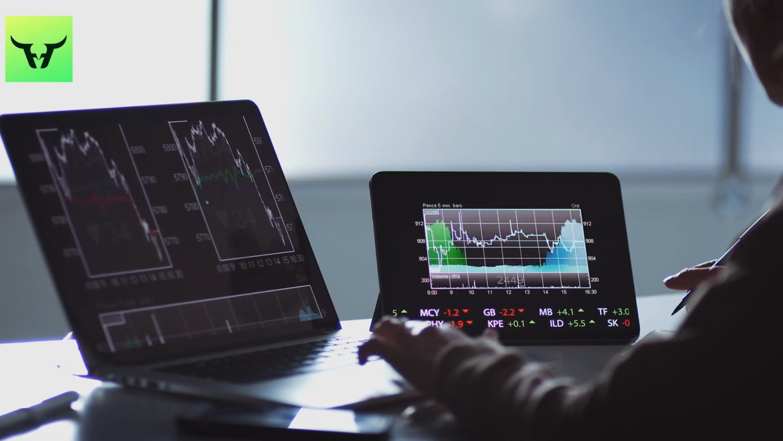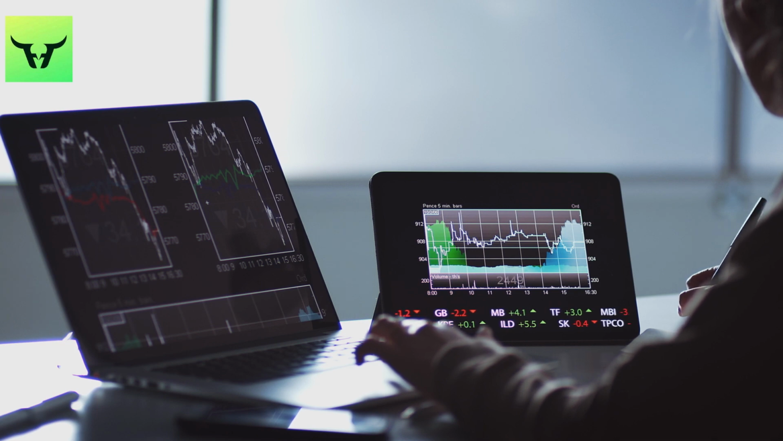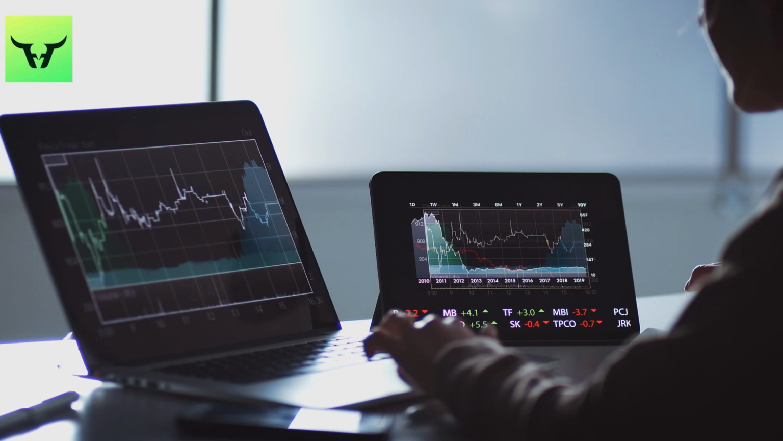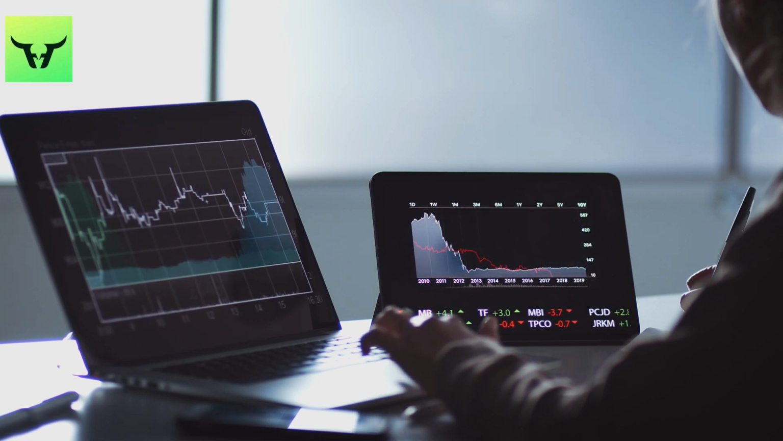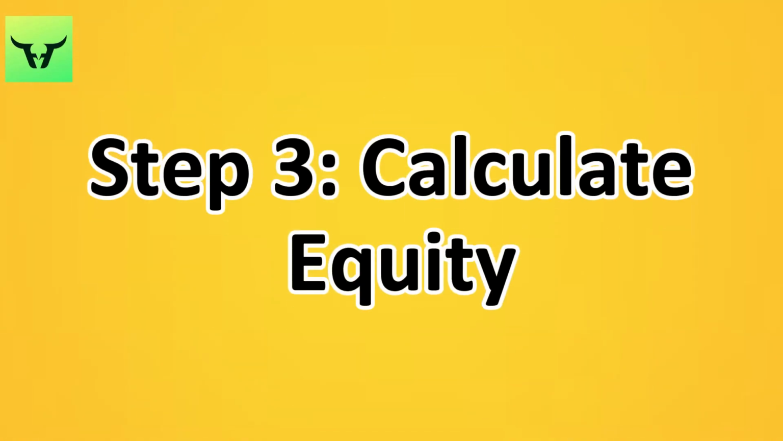Step 2. Calculate used margin. When just one position is open, the used margin will be equal to the required margin for that position. In this situation, because you entered a single trade with a required margin of $400, the used margin will also be $400. This is the amount of margin that is currently locked up or used for your open position.